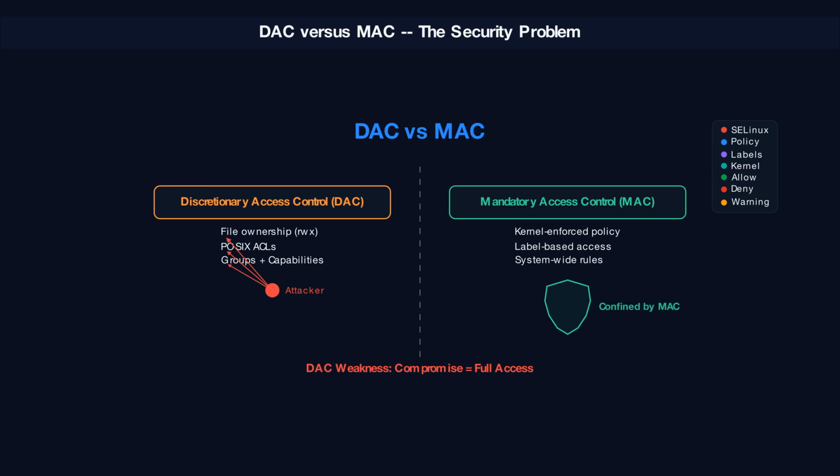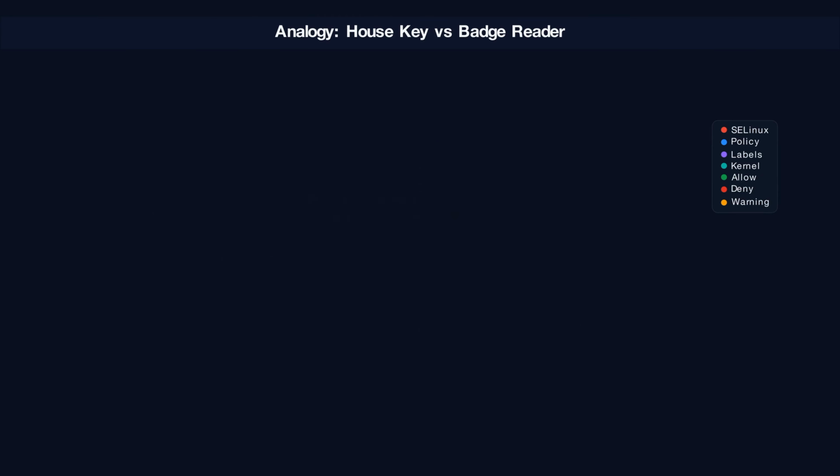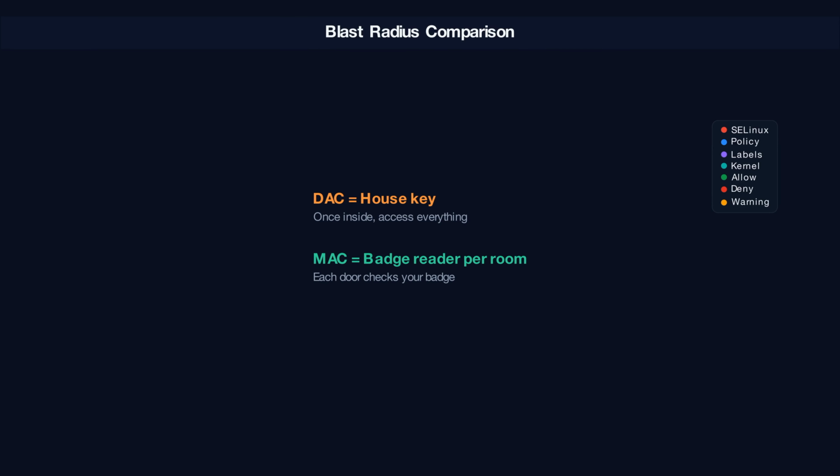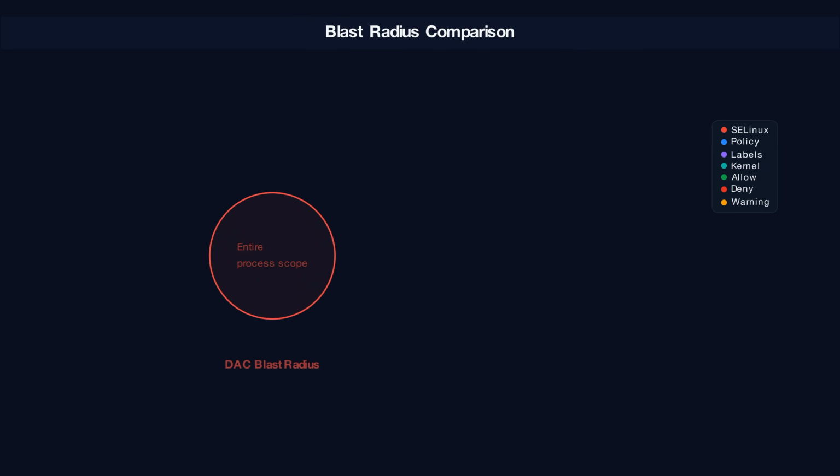Think of it this way. DAC is like giving your house key to a delivery driver. They can open the front door, but once inside, they can go anywhere. The bedroom, the safe, the garage. There is no room-by-room check.